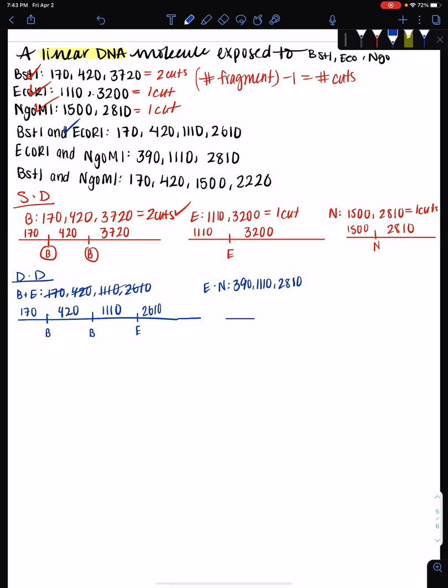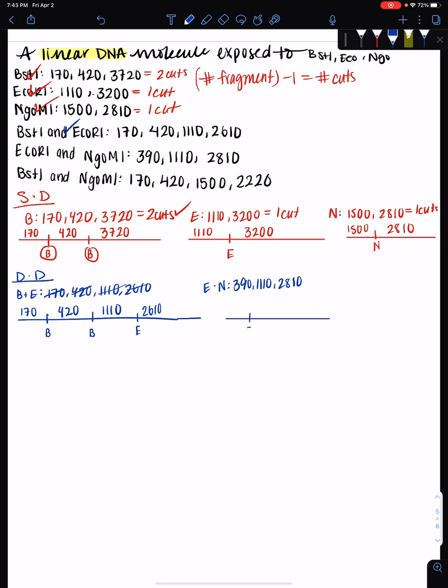So B and N both make only one cut, so we could use either single digest. I'm just going to use the one with E, because the 1110 will stay conserved if we use this one. But also, as you can see, there's a 2810 for this one, so you could really use either one. I'm just going to use E for my example.